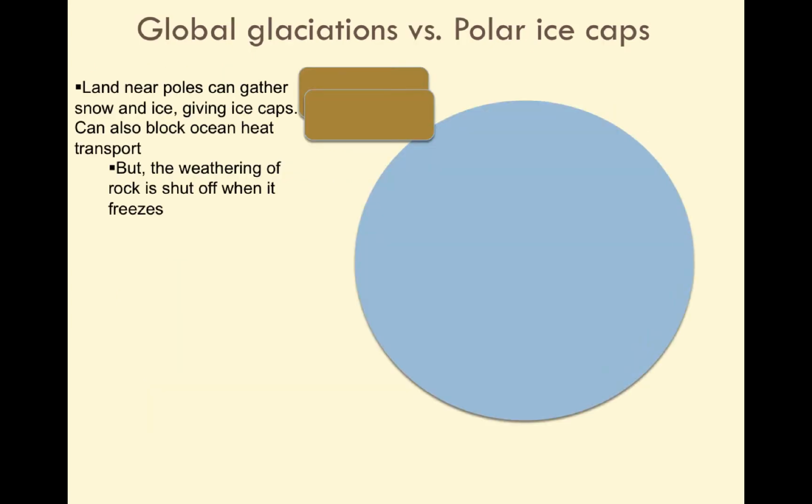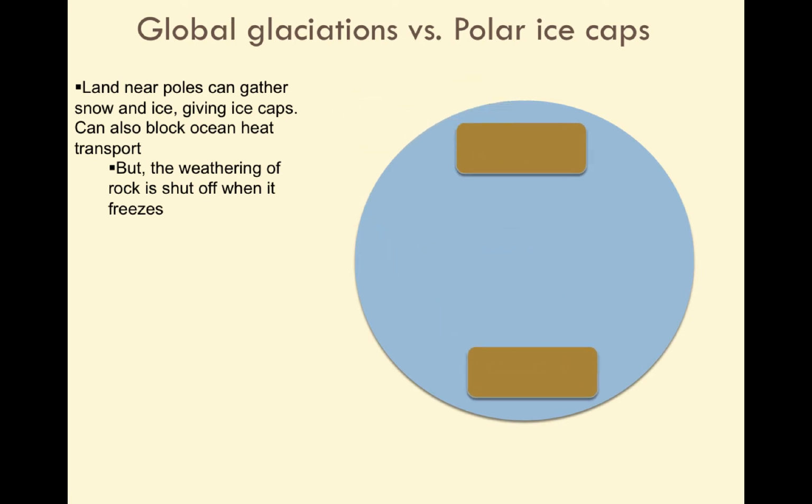So let's look at a little animation of how this works with the two cases. In the first case, if you have land near the poles, they simply can gather snow and ice, giving ice caps. They can also block oceanic heat transport. But the weathering of rock will shut off when it freezes, so there won't be a large-scale weathering event which draws down CO2. It will just give you an anomalous cold event for some time.